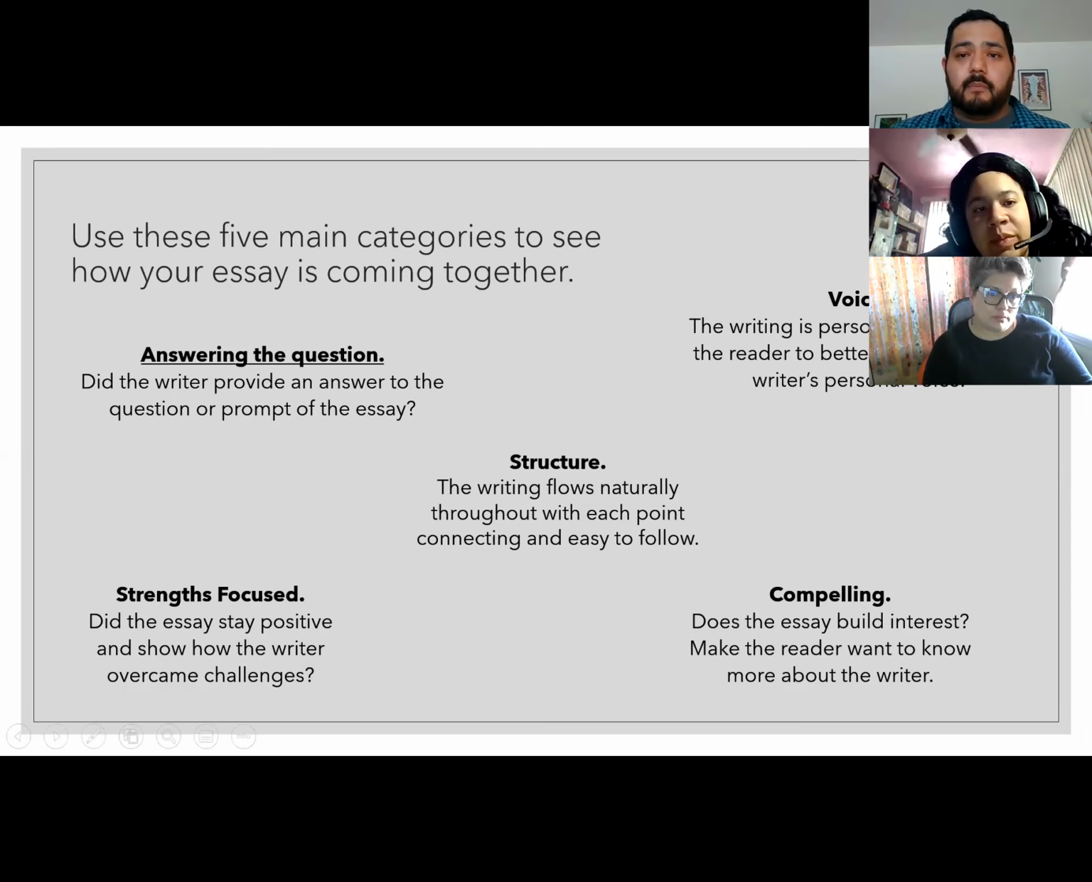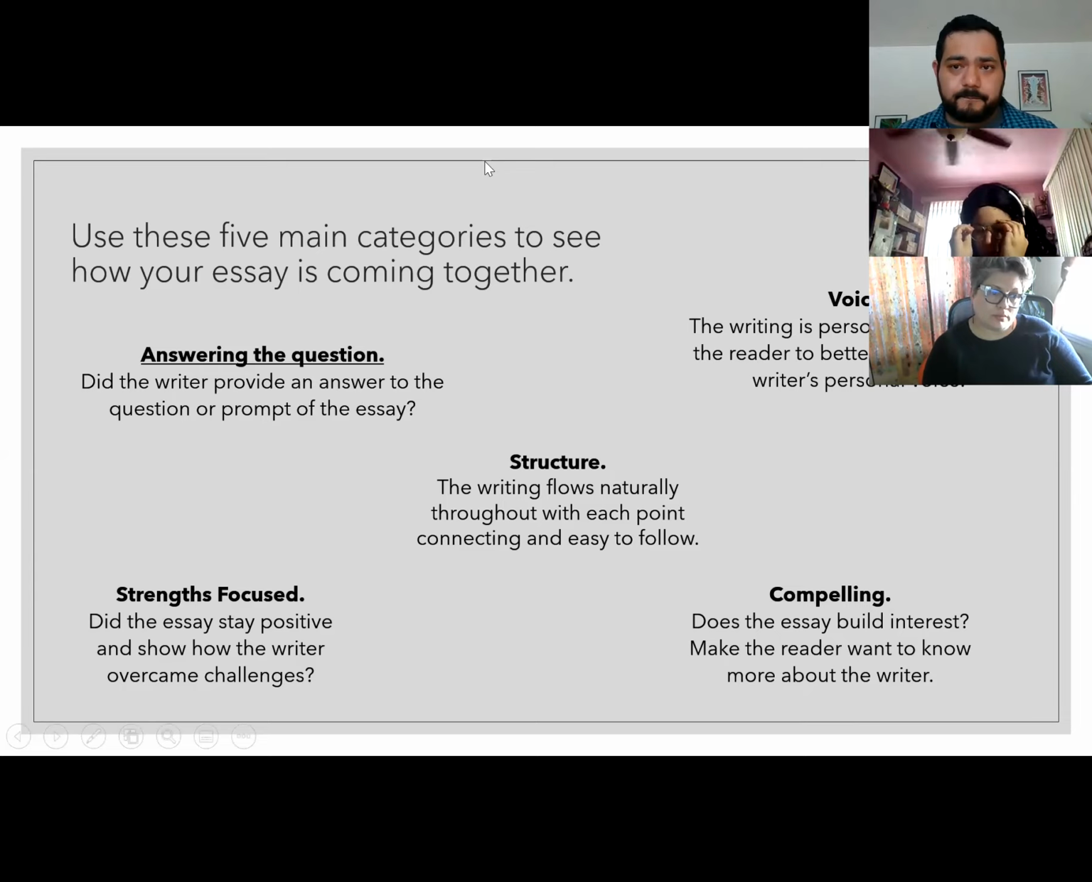Next up, thinking about your voice. Voice, again, being the main priority within this piece of writing. Is the writing personable? Does it allow the reader to get a better understanding of the writer's personal voice? We want to know.